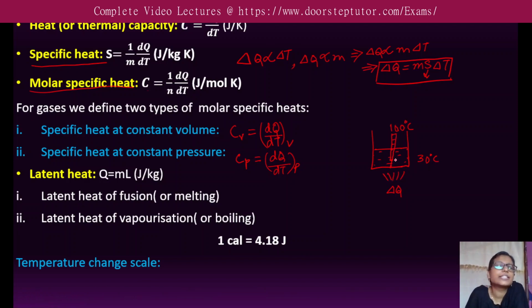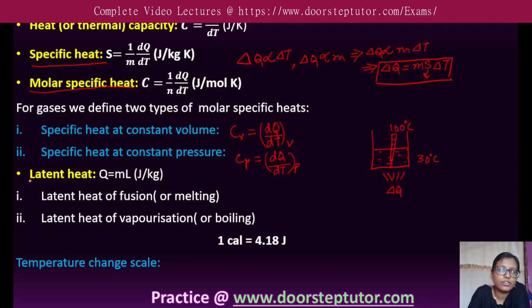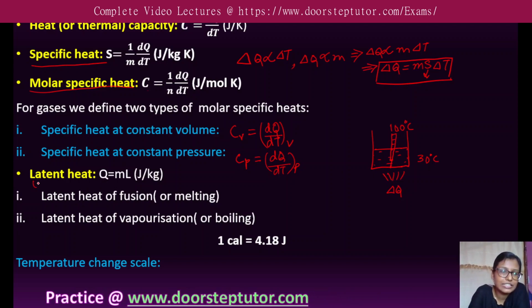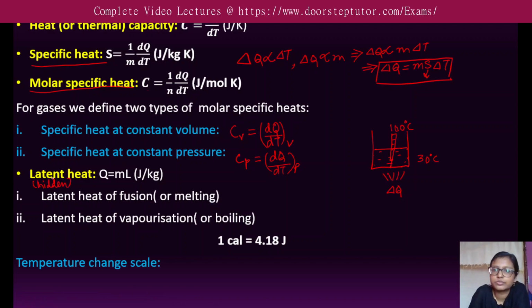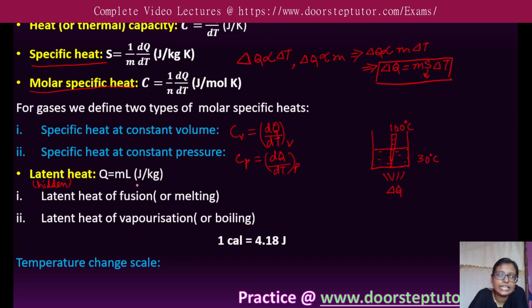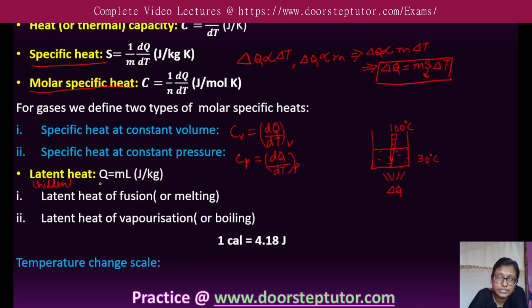So where is this heat going? This heat is used in changing the phase of the substance. So water will change into steam. This is known as latent heat, and it means hidden heat, because we cannot measure it with the help of a thermometer. It is not showing in the thermometer, so it is also called hidden heat.